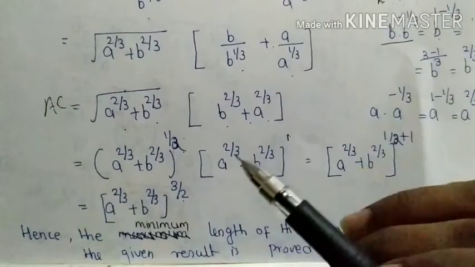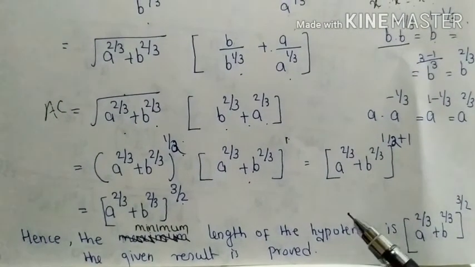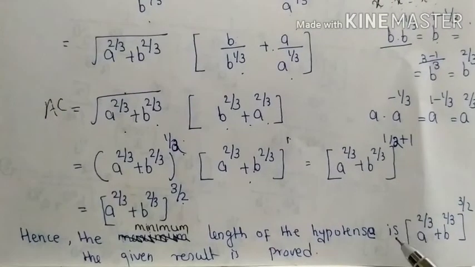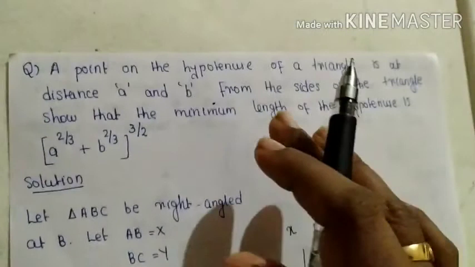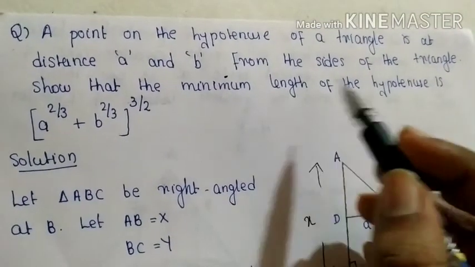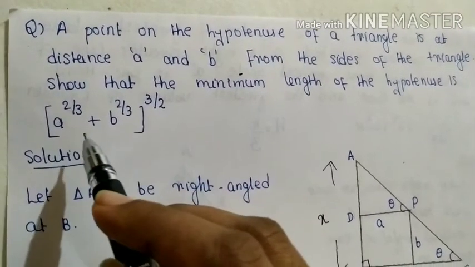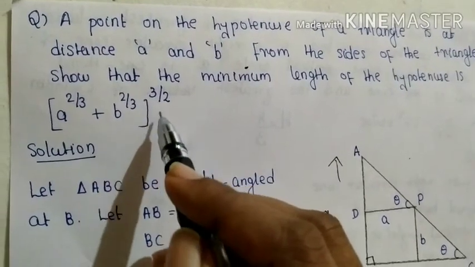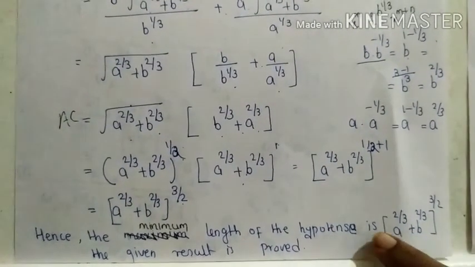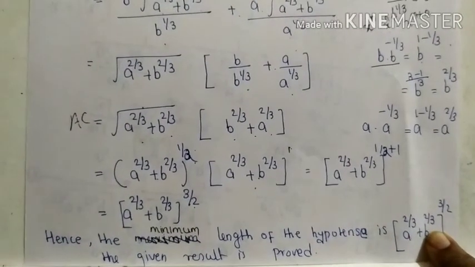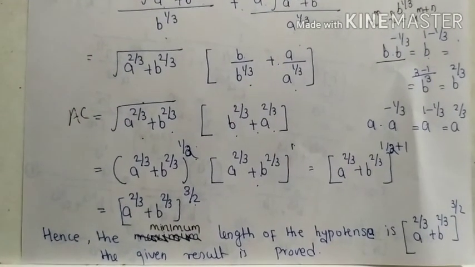So hence the minimum length of the hypotenuse is a raised to 2 by 3 plus b raised to 2 by 3 whole raised to 3 by 2. In this question, we need to show that the minimum length of the hypotenuse is a raised to 2 by 3 plus b raised to 2 by 3 whole raised to 3 by 2. So hence the given result is proved. Okay. I hope you understood.